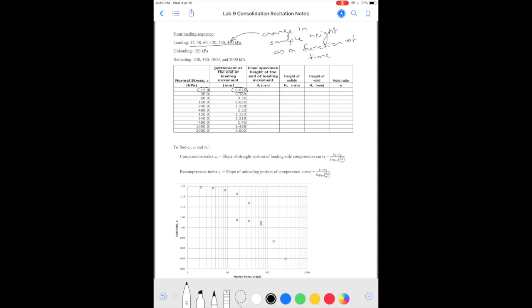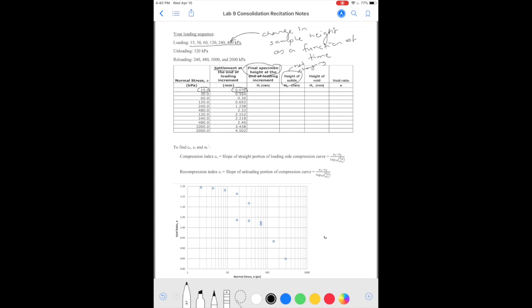And if the settlement is not appreciably changing, then it automatically goes on to the next loading stage. When that happens, we record the final settlement before the loading is changed. So this particular table we are seeing here gives us the loading and the settlement at the end of each loading stage. Using this information, we calculate the specimen height at the end of the load increment. The height of solids is not changing.